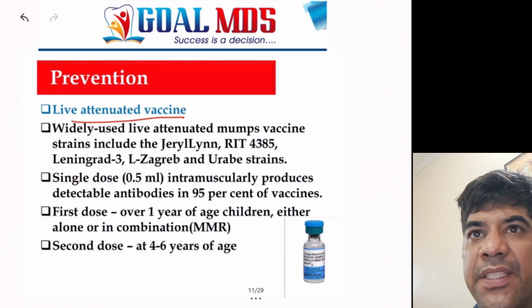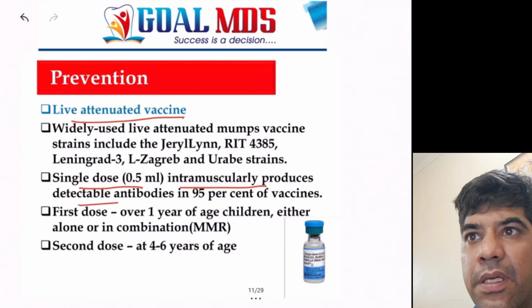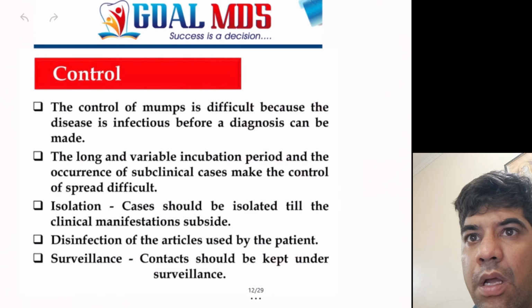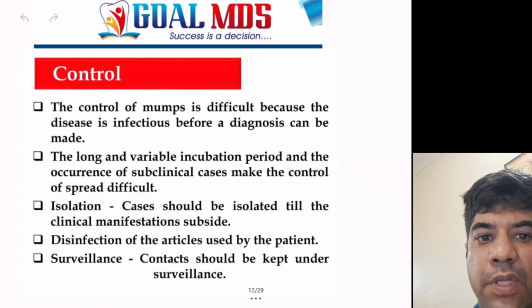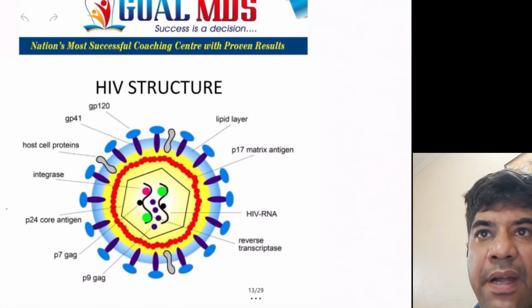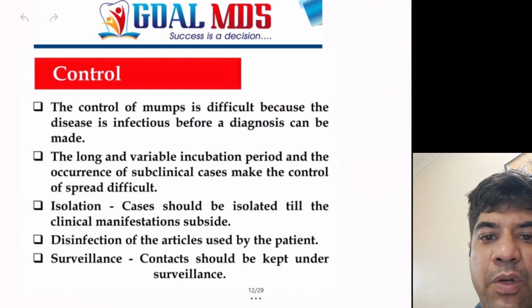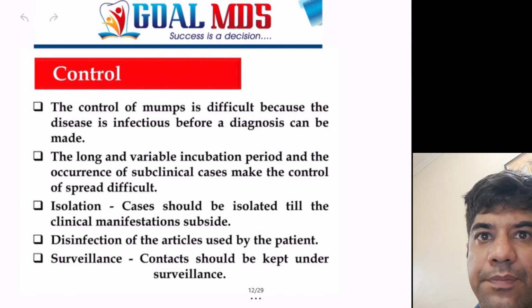So what could be the prevention? Live attenuated vaccines can be given as a single dose intramuscularly. It produces detectable antibodies. The MMR vaccine is a safe and effective way to prevent mumps.